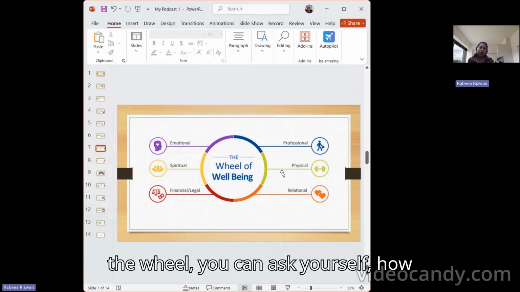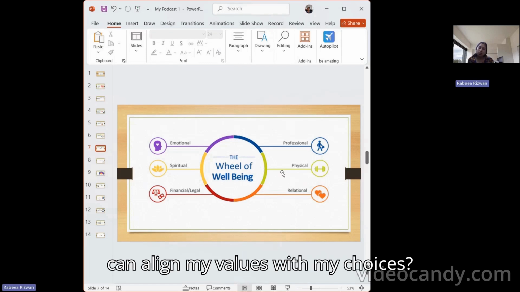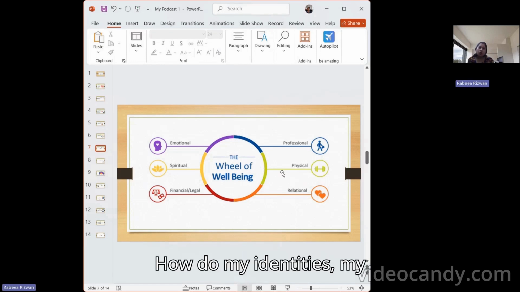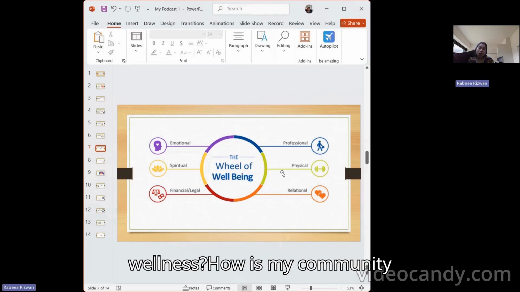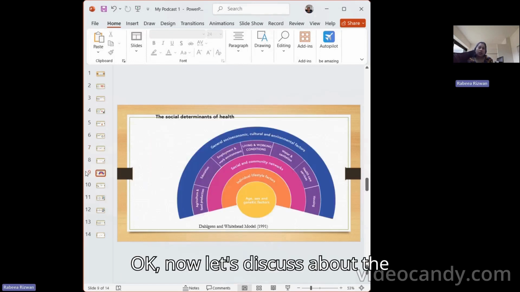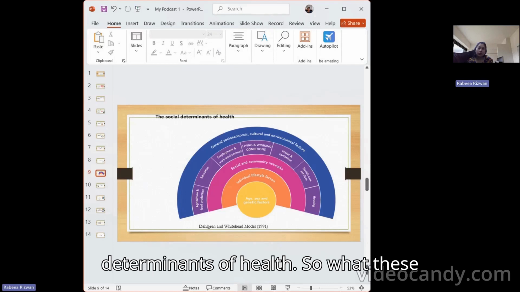As you look at the wheel, you can ask yourself: how can I align my values with my choices? How do my identities, my strengths, and experiences affect my wellness? How is my community? Okay, now let's discuss the determinants of health.